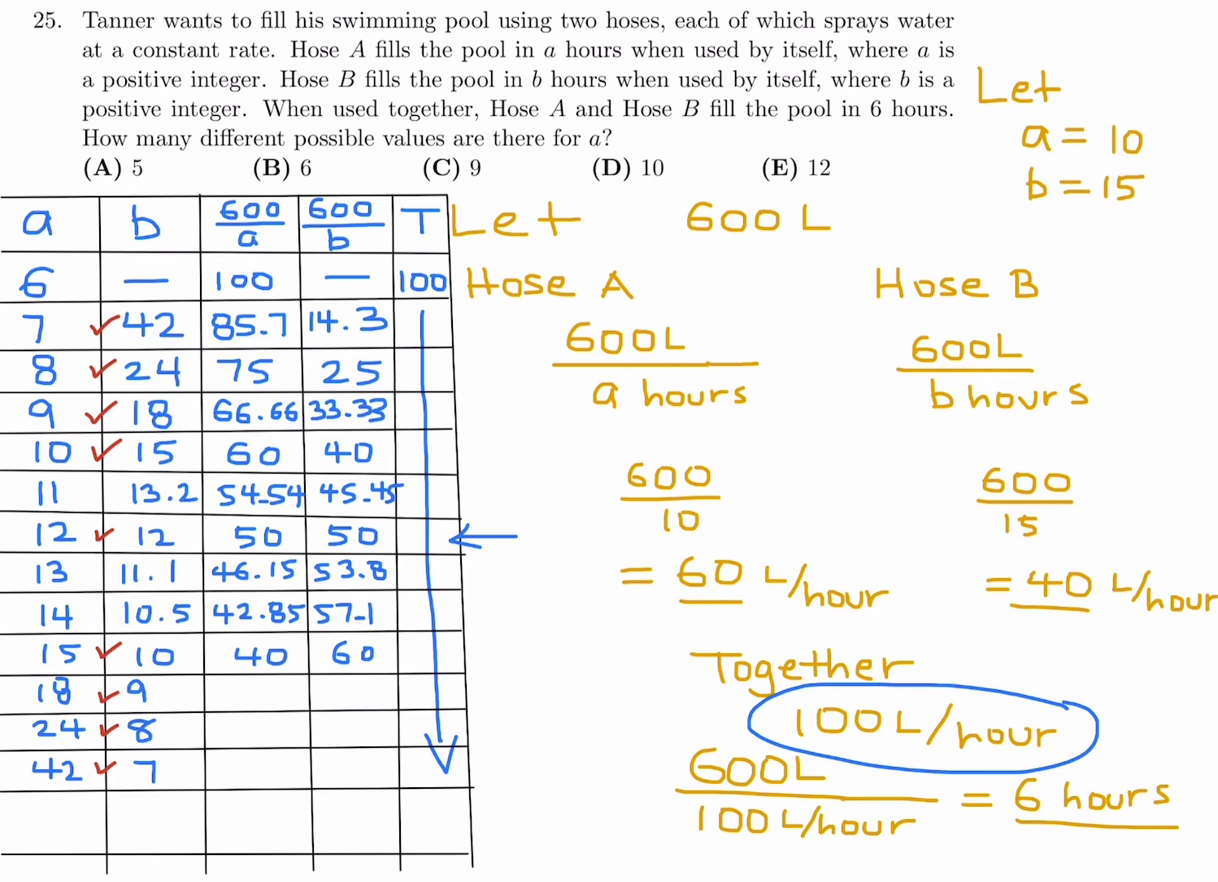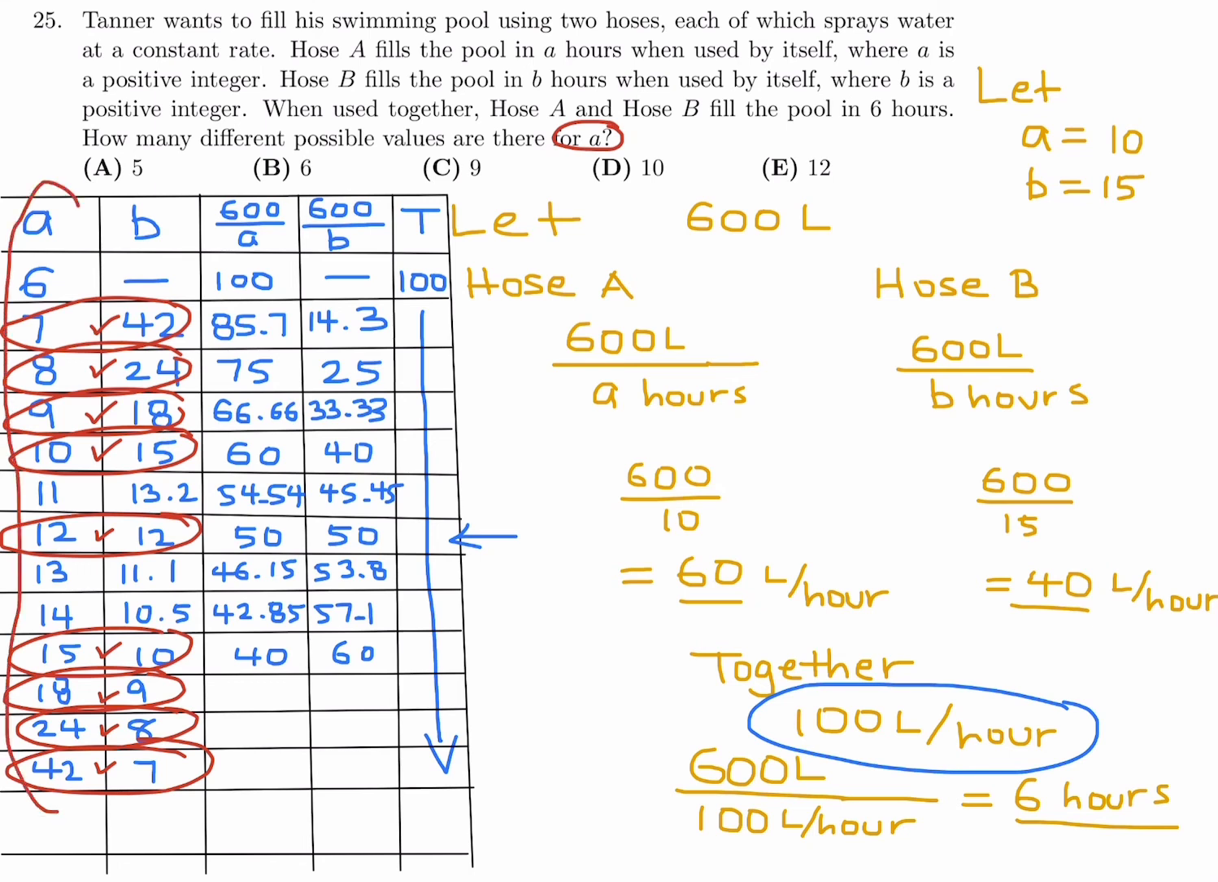So how many did I get? I got 1, 2, 3, 4, 5, 6, 7, 8, 9. I got 9 possible values for A and B. What they want is the number of possible values for A. Well, these are the possible values of A: 7, 8, 9, 10, 12, 15, 18, 24, and 42. 9 of them. So therefore, number 25, the answer is C.